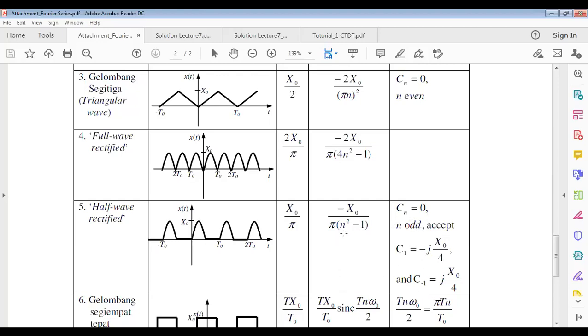So if we base on this, we know that if we put n equals 2, for instance, what we are going to have down here should be, let me see, sorry for that.